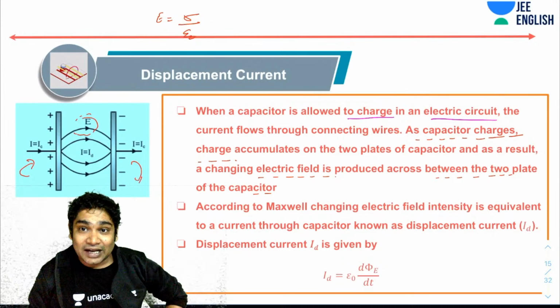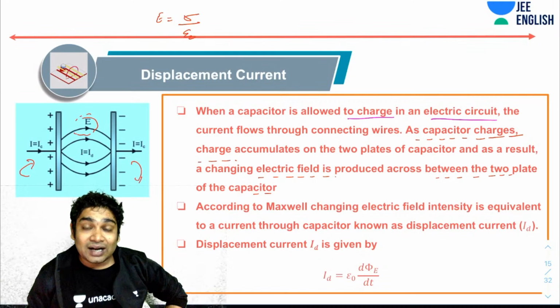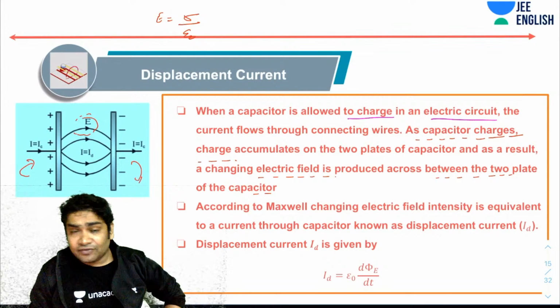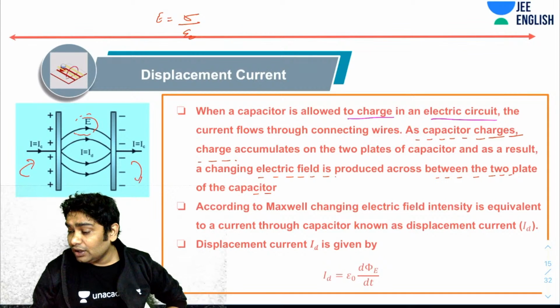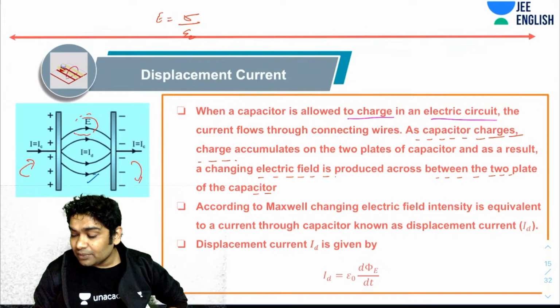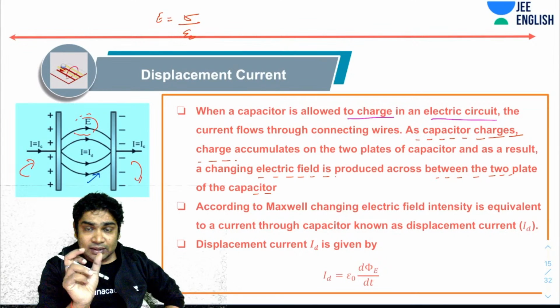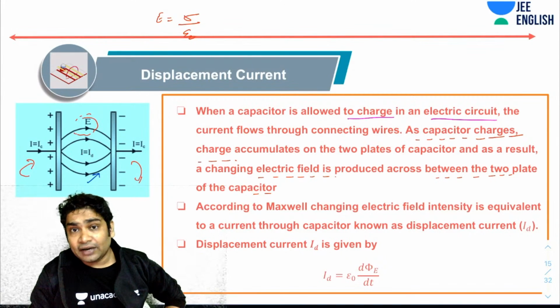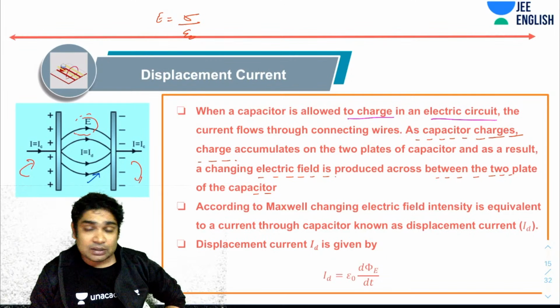And now, according to Maxwell, this changing electric field intensity is equivalent to a current that is flowing through the capacitor. And this is what he called displacement current. Okay. So what happens is if you perform experiments and if you put a magnetic needle here, strangely enough, the magnetic needle kept between the plates of a capacitor which is getting charged shows deflections. So if that magnetic needle is showing deflections, then you realize there is a magnetic field.